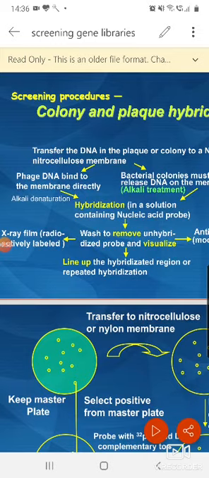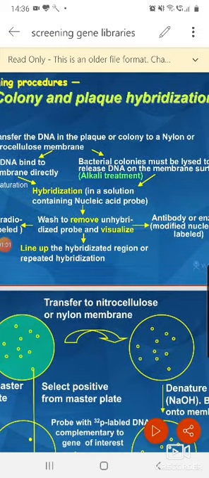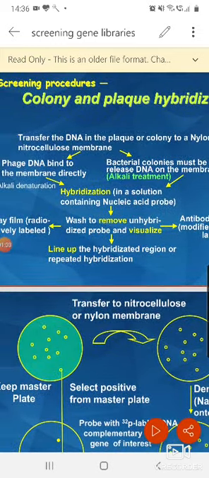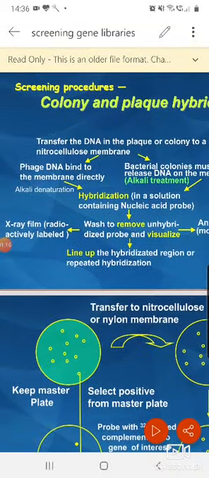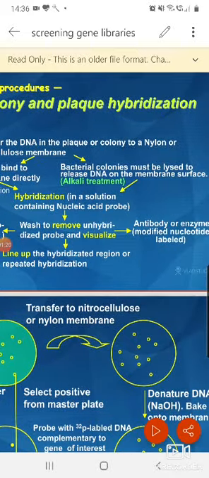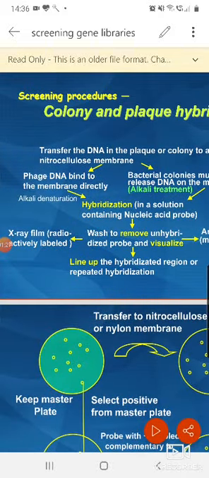Transfer the DNA in the plaque or colony to a nylon or nitrocellulose membrane. So, what we are first going to do is take a master plate, where either the plaques or the colonies are present, which need to be transferred to a nitrocellulose membrane. If it is phage DNA, it will directly bind to the membrane. If it is bacterial DNA, we need to lyse the cell with a lysis buffer. And after that, in both cases we need to do alkali treatment to denature it.